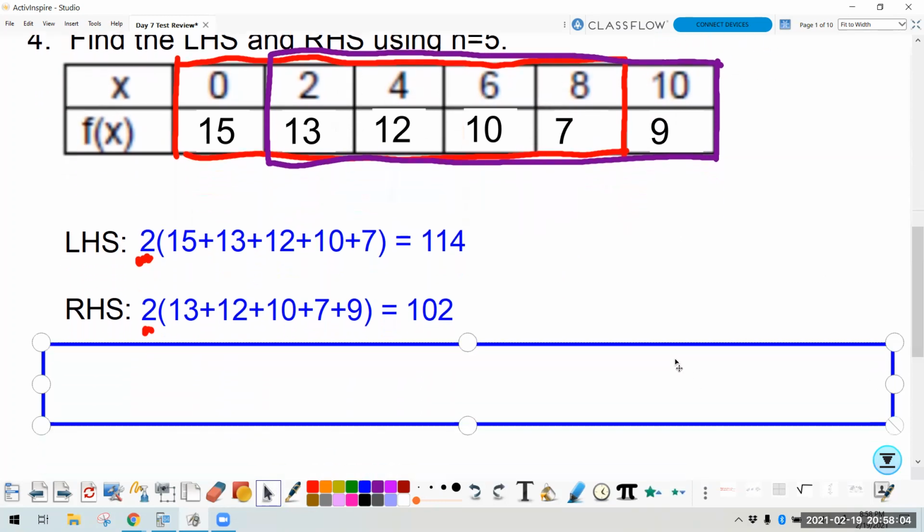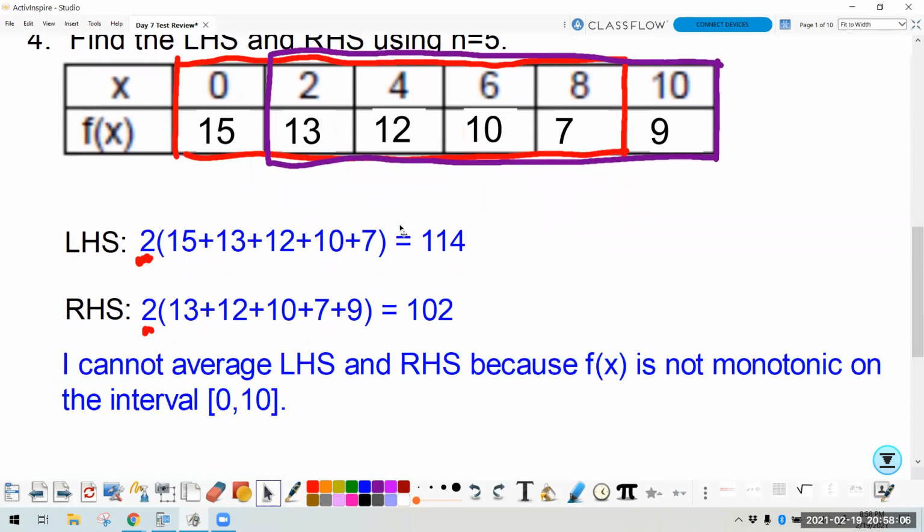I cannot average these because the left-hand and right-hand sums, I can't average them because the function's not monotonic. It's not always increasing or always decreasing. This is decreasing, but then it goes back up to increasing. So we cannot average them to find the definite integral.